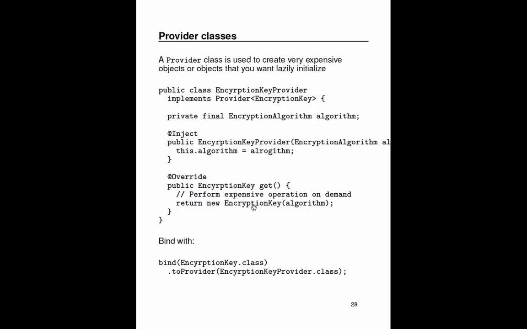So let's say the act of creating a new encryption key is expensive. This is not real code, it's just example code. Oh, look, this is an object that's also managed by Guice, and so I can have an @Inject of the encryption key algorithm, whatever that is, assign it to the field, and then create a new one that way. So in your module, you instruct Guice that instances of encryption key are created by this provider by saying bind encryption key to provider, that class.